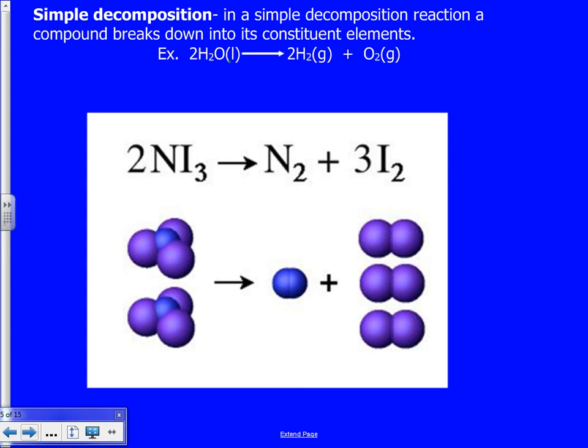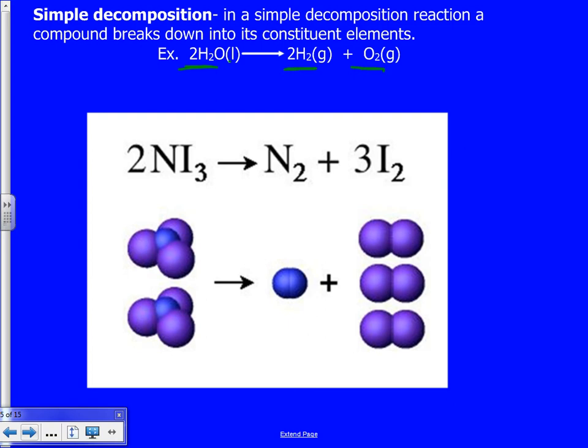Now, how many hydrogens are there on this side of the chemical reaction? 4. Remember, the coefficient is 2, and it means multiply everything in this compound by 2. 2 times 2 is 4. How many oxygen are there? 2. If we don't see a number beside oxygen, we assume that there is a 1 there. 2 times 1 is 2. On this side, are there still 4 hydrogen? And still 2 oxygen? Then we're good. It's important to know how those coefficients work.